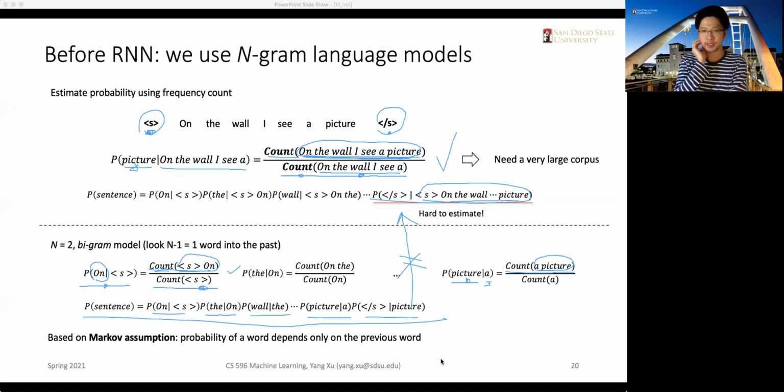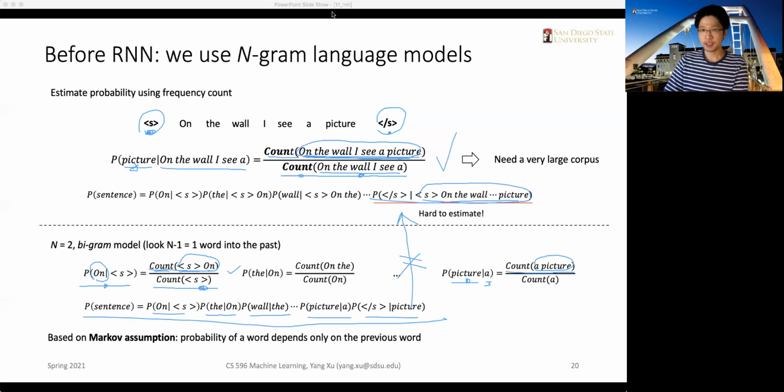And of course, performance-wise, if we use this model to measure the perplexity or probability of some testing data sets, it's usually worse than a neural language model, because a neural language model can take in more context information than this bigram model. This is based on the so-called Markov assumption, which is that the probability of a word depends only on the previous word.